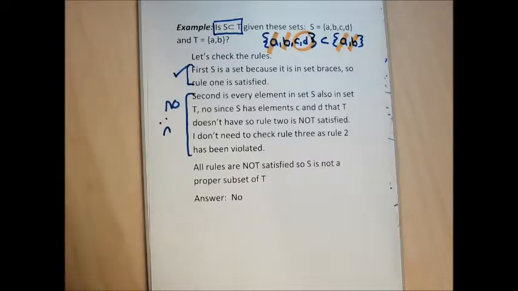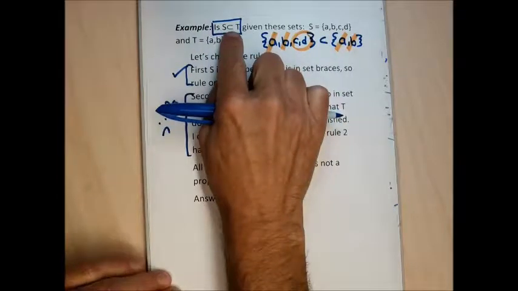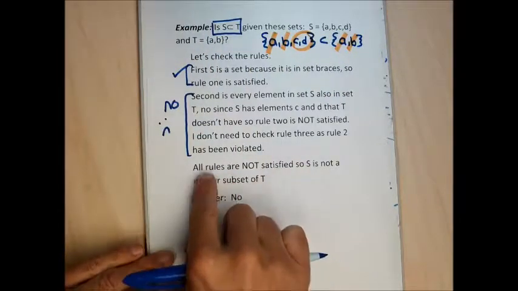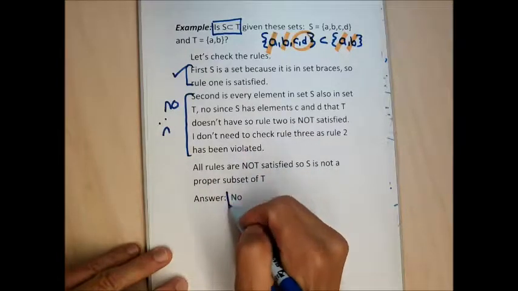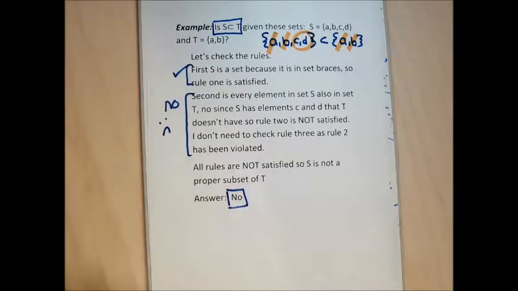Once one of the three rules or one of the three criteria are violated, my answer to the question is going to be no. S is not a proper subset of T because all the rules aren't satisfied, and I'm just going to say no for my answer.